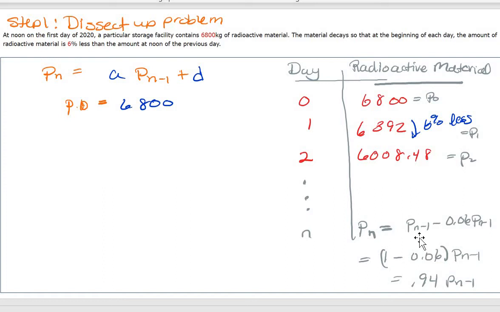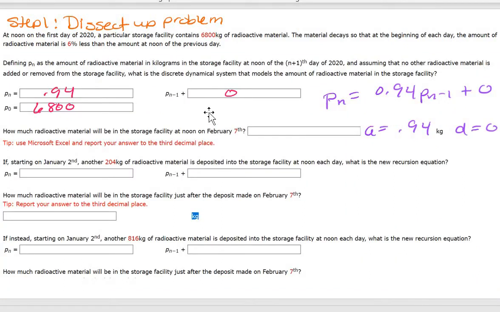If you don't like to think about it like that, you can also combine like terms. Think of the P sub N minus 1 as being an X. 1X minus 0.06X is 0.94X. So you can think of it like that. So now I know that my A is 0.94 and my D is 0. Now that I have that, I can answer any question that they want about this particular model. So the first thing they ask is, what's the A and the D? They don't say the A and the D, but they want me to fill in these coefficients. And my P sub 0 is 6,800. I fill that in. So I just grafted this stuff from the previous page. That shouldn't be kilogram there. I just pasted this.